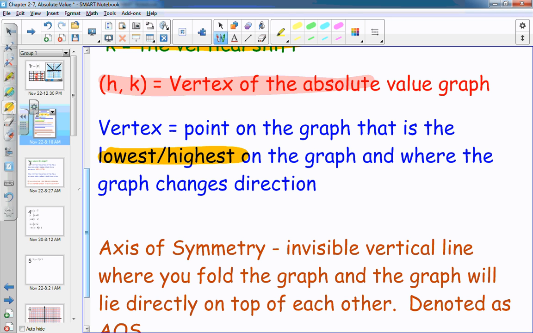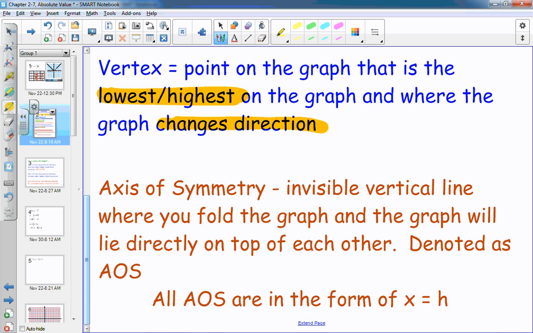So this is going to be the highest or the lowest point, and it's going to be where the graph changes directions. So at my maximum, I'm going to be changing directions, going from increasing, change direction, down to decreasing. If I'm a valley, I have a minimum point, correct? And again, I'm going down into the valley. I get to the bottom of the valley, and then I go back up. Does that make sense? Okay?